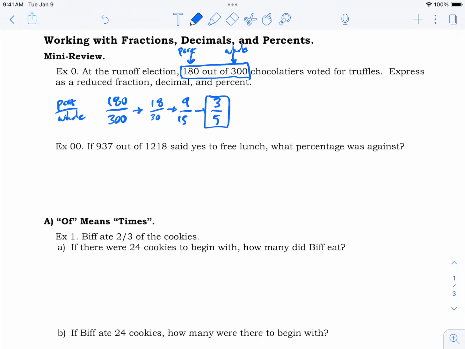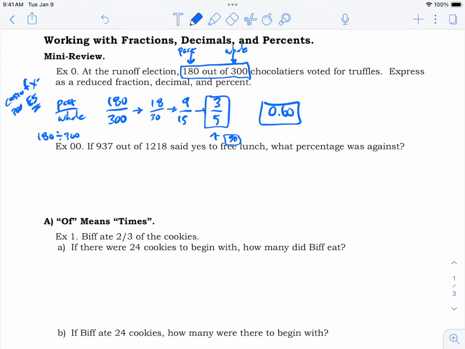By the way, if you have a nice calculator such as the Casio FX 300 ES, you could do 180 divided by 300, and it will display the fraction for you. I love that. If you want the decimal, you hit the SD button on the calculator, and it tells you immediately that it's 0.6, which I'll make 0.60.